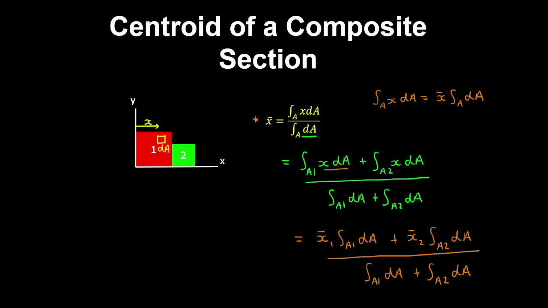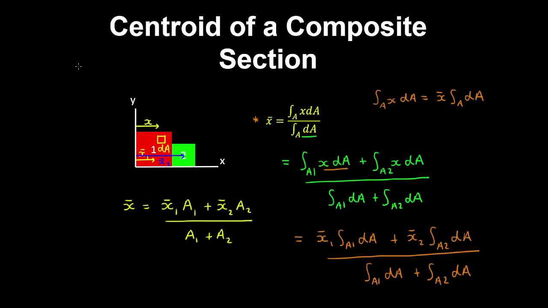Now, for prismatic sections, where we can calculate the areas using geometry, we can evaluate the centroid of the entire composite section, where the centroid of area 1 is measured from some origin, and we multiply this by the area of the simple shape. And we do the same thing for area 2. So here we have the centroid of area 2 measured from the same origin, and this is divided by area 1 plus area 2.